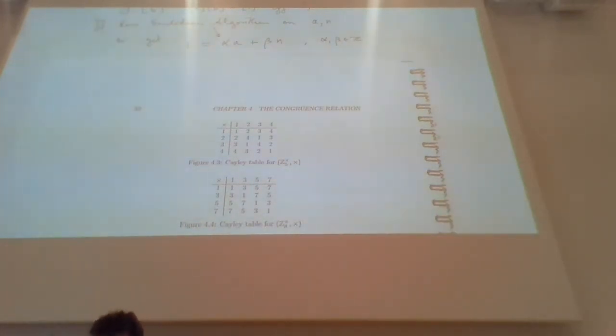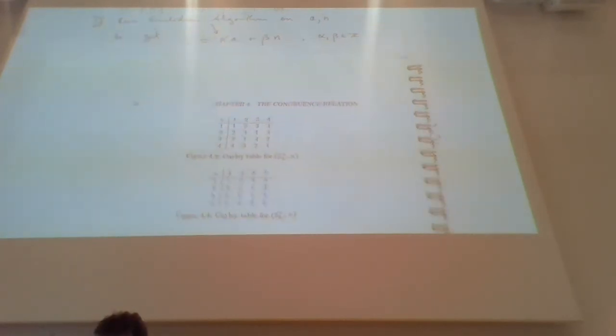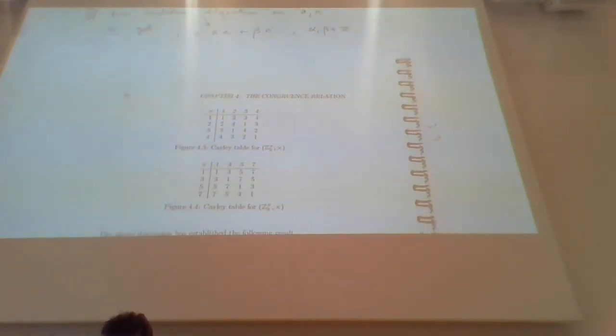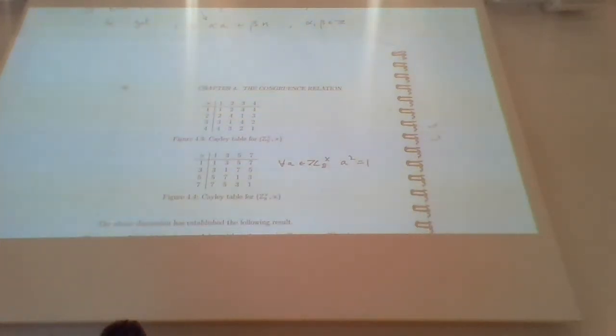You notice that they are different as groups. You can get an appreciation of that from the tables, because in the case of Z8, for every a in Z8, it's true that a squared is the identity. a squared is equal to 1. You can see that because the diagonal elements on the Cayley table are all 1. Whereas in the case of Z5, that's not the case. 2 squared is 4, which is not the identity element. 3 squared is 4, which is not the identity element. So they are different groups.